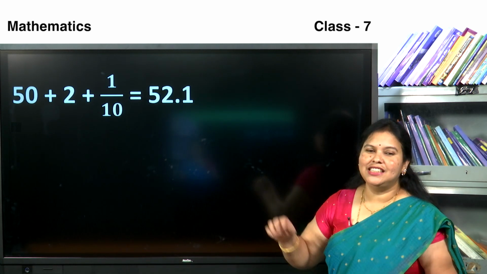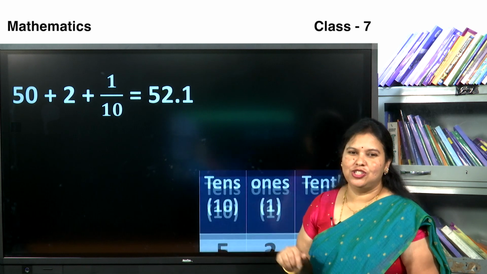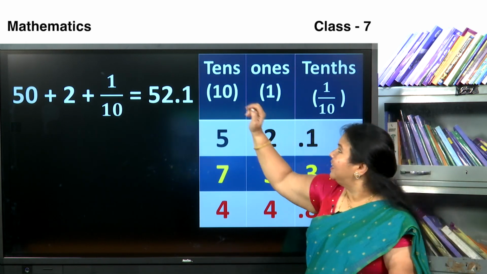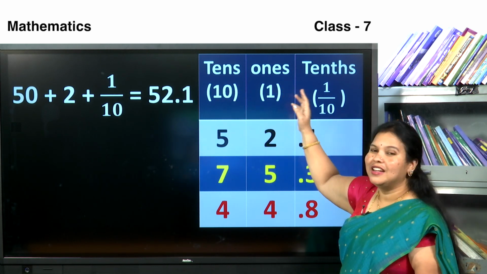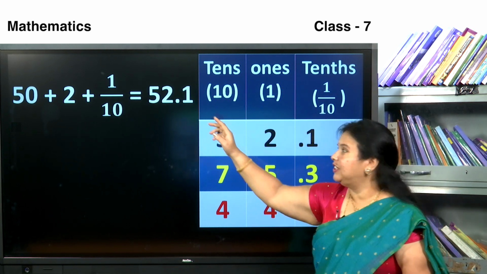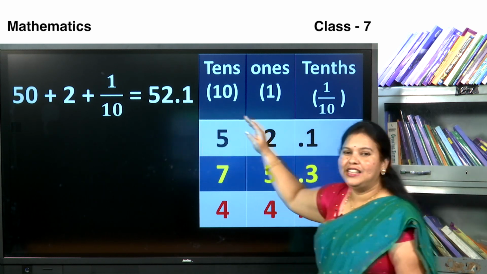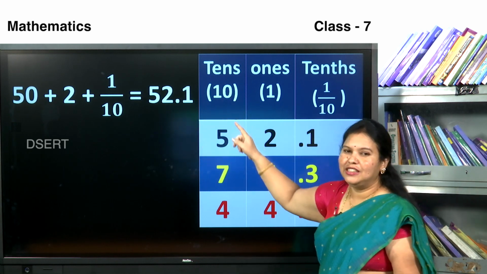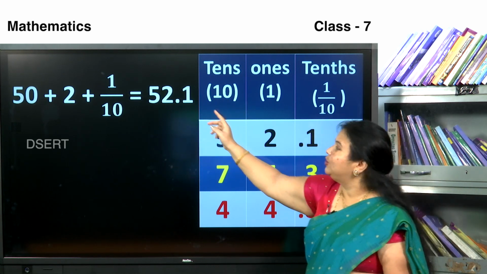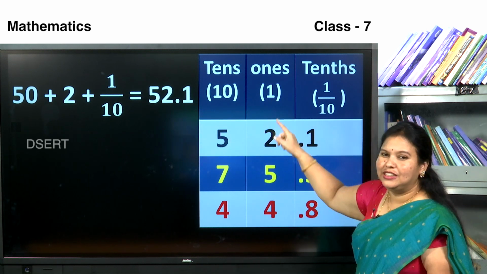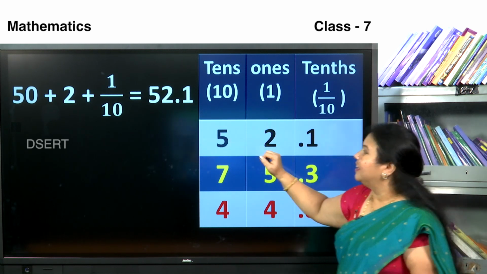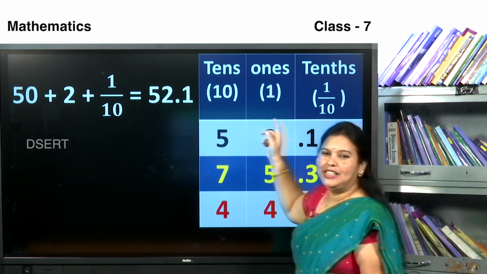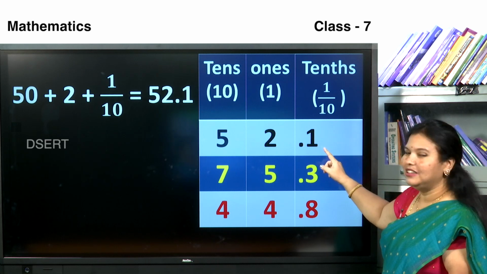Now, we will write this decimal number in the place value chart. Children, please pay your attention to place values. What we have here? Tens, ones and tenths. So, 52.1 we have to write in this table. Here we have 5 in the tens place, so I have written it below the tens place, and 2 in the unit place, so I have written it below the ones place, and in the tenth place we have 1, 0.1, that means 1 by 10. So, I have written it below the tenths place.